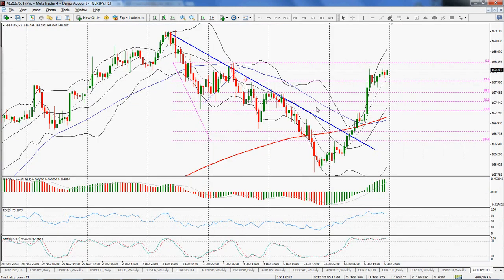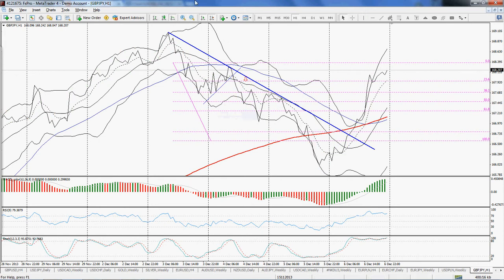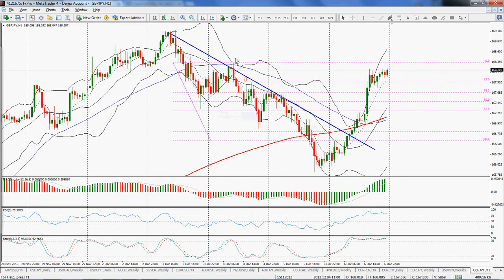Good. Great Britain pound, Japanese yen. We had a sell signal here on this pair. This is the 1-hour chart. This support line was broken. This was a sell signal, and you can see it very clearly. If you go to the line chart, this is broken, definitely broken, and on a closed candle. So it's a short signal.